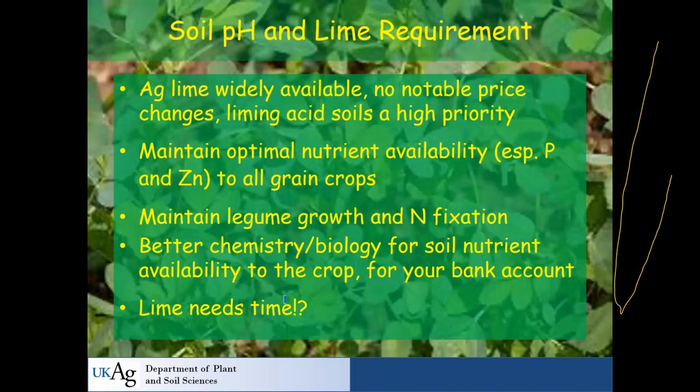Overall, better chemistry and better biology means you get decent nutrient availability for your bank account because of what you've done to the crop. The drawback with lime is lime needs time. And I'm strongly recommending that, given the dry fall we have, people don't have nearly the excuse they would have in a wet fall not to get the liming done in a timely fashion.